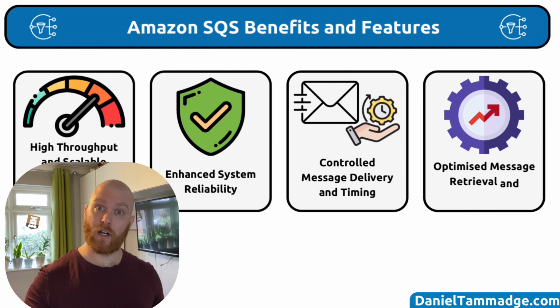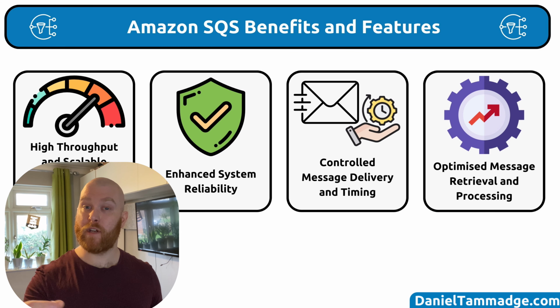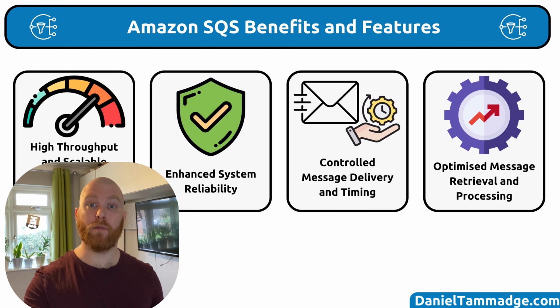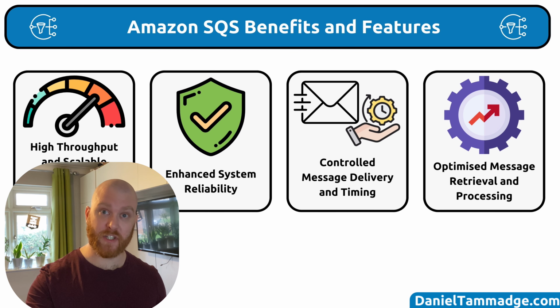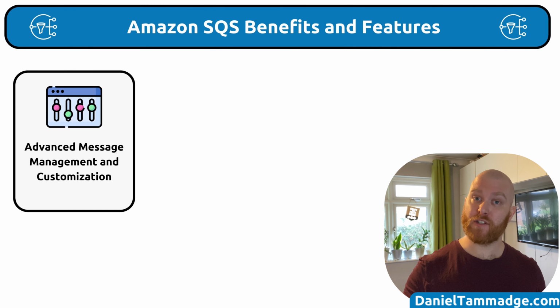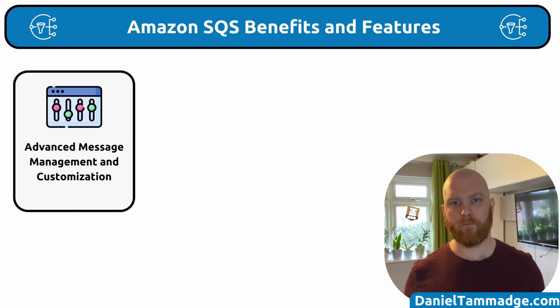The fourth feature is optimized message retrieval and processing. Long polling and batch operations optimize the retrieval and processing of messages, minimizing unnecessary API calls and ensuring efficient communication between producers and consumers. The fifth is advanced message management and customization.